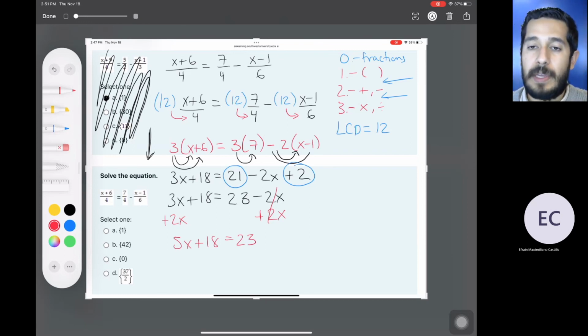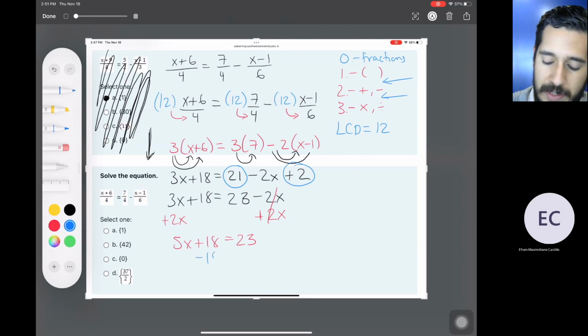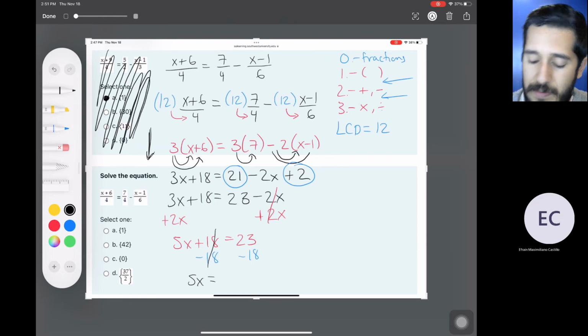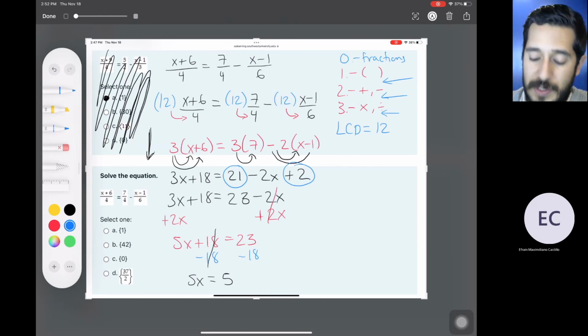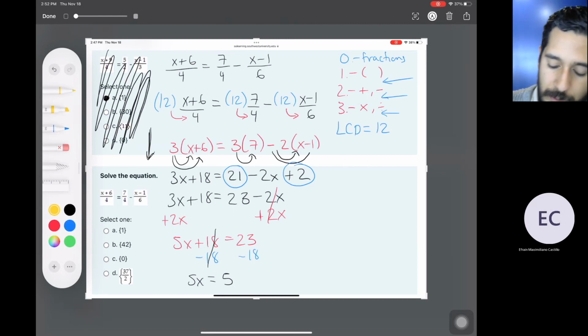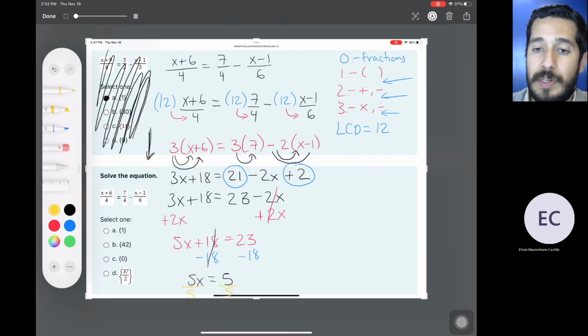And then I have to send the numbers to the other side of the equation, which means subtracting 18 from both sides of the equation. Combining like terms, 5x equals 23 minus 18, which is going to be 5. This is the equation up to now. At this point, the next thing to do is multiplications and divisions. So if I can get rid of that 5 through a division, divided by 5, then I have to do the same thing to the right side of the equation.